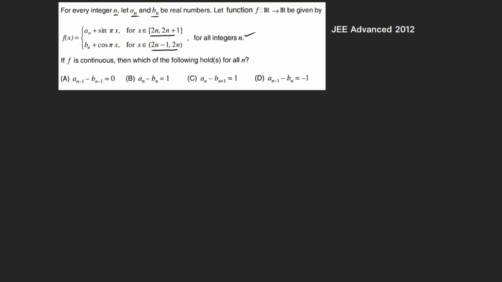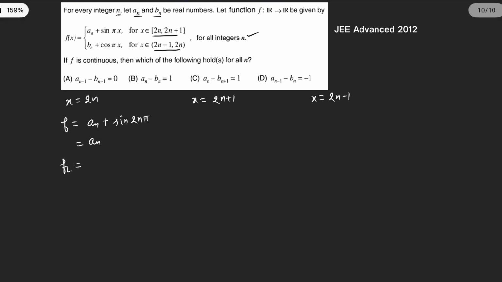So let's start. First, let's write all the boundary values. The first one is when x equals 2n, and the second is when x equals 2n plus 1, and the third is when x equals 2n minus 1. So when x equals 2n, the value of the function is an plus sine 2n pi, which is equal to an. And from the second condition, the limiting value of f, we will just write it fl, is equal to bn plus cos 2n pi, which is bn plus 1.